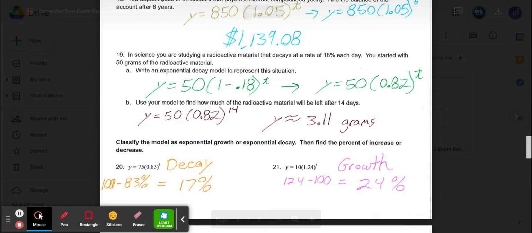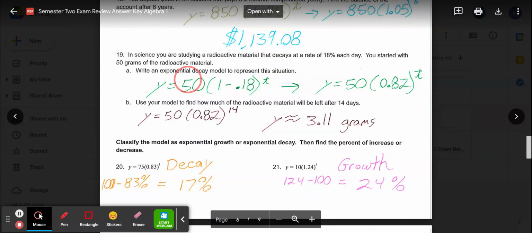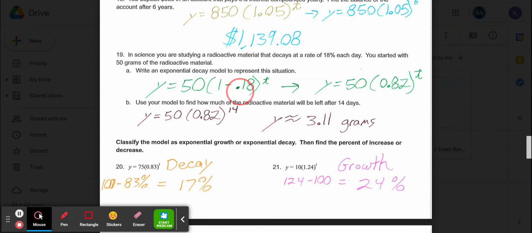19, we're writing the decay model for part A. So we started with 50 grams, losing 18%. So it would be 50 times 0.82 in parentheses to the t power. After 14 days for part B, so put 14 in for t, we'd have approximately 3.11 grams.